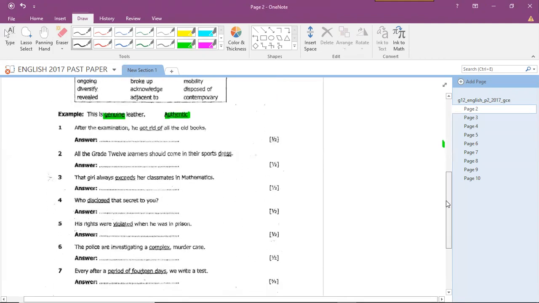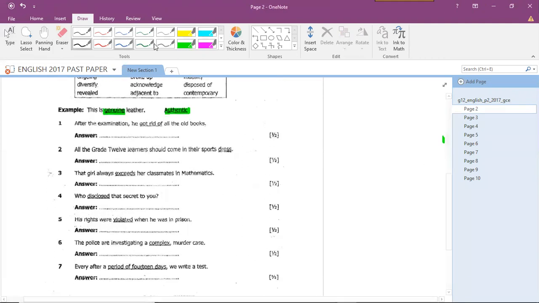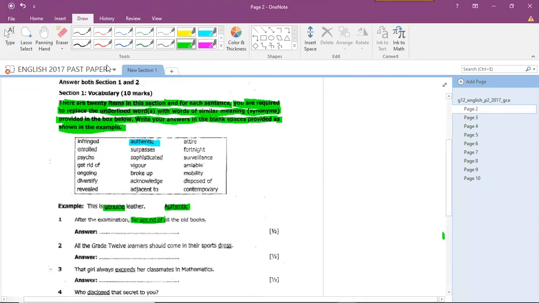So let's now go to question 1. Question 1 reads, after the examination, he got rid of all the old books. So here we're looking for a word that is synonymous with got rid of. So what word is synonymous with got rid of in this table here?